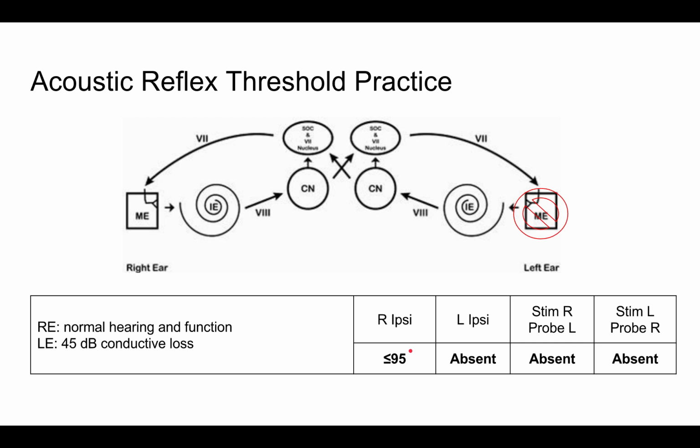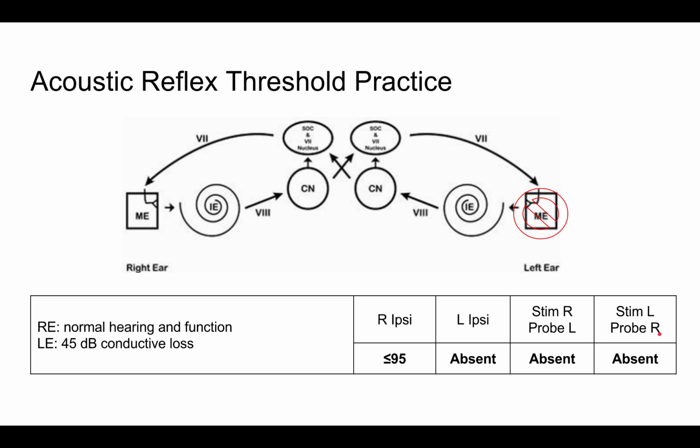But if you look to the right of that, for our left ipsi, our right contra, and our left contra, those are all absent. So why are those absent? Well, let's take a look. We have a 45 dB conductive loss in the left ear. Again, the left middle ear is our problem. That means any reflex where the left ear is the probe ear is going to be absent, which means left ipsi, right? Because left is both stimulus and probe. And then right contra, because left is probe. Those are both going to be absent.